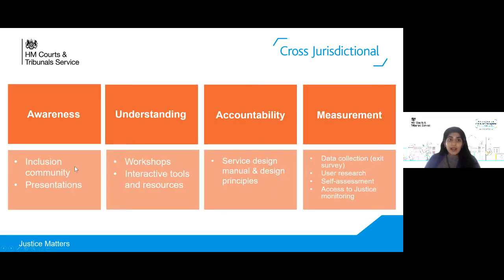So in terms of how we're doing this, for awareness, we've developed an inclusion community where we share learnings and knowledge about different barriers. We also deliver regular presentations about the barriers within HMCTS to different teams to build that understanding of what the barriers are and create buy-in amongst staff of the framework.